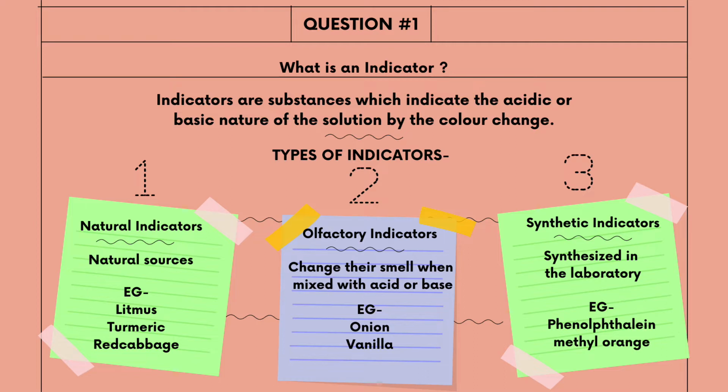Litmus, turmeric, red cabbage, and China rose are some common natural indicators used widely to show the acidic or basic nature of substances. Substances which change their smell when mixed with an acid or base are known as olfactory indicators, for example, onion, vanilla, etc. Indicators that are synthesized in the laboratory are known as synthetic indicators, for example, phenolphthalein, methyl orange, etc.